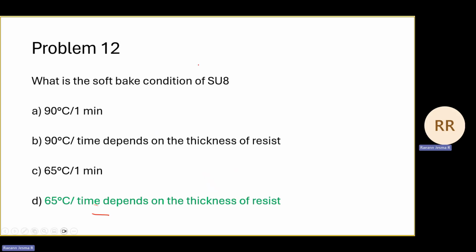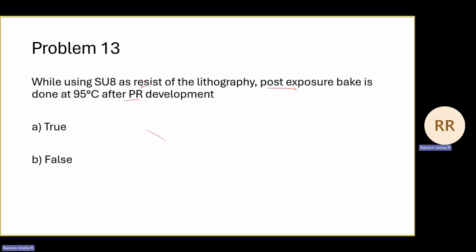So now let us move on to the next problem. While using SU8 as a resist of the lithography, post exposure bake is done at 95 degrees centigrade after PR development. Is this true or false? Okay. So we already saw the steps, right? So for SU8 lithography, we have post-exposure bake, we also have hard bake, we also have a soft bake. So is it done after the PR development, or in what sequence does it come?